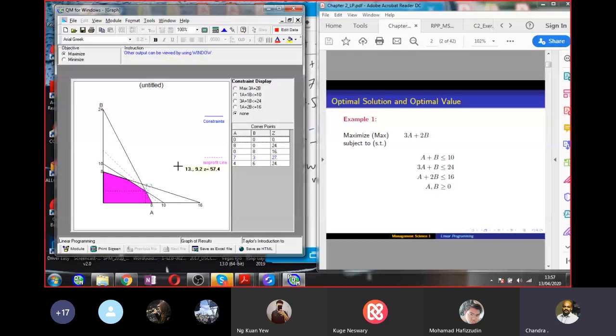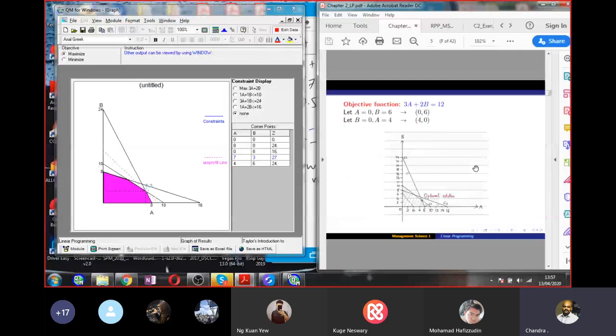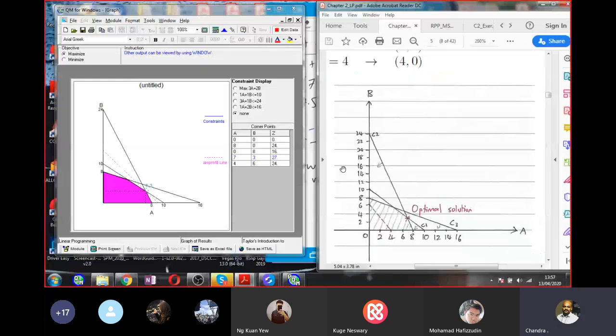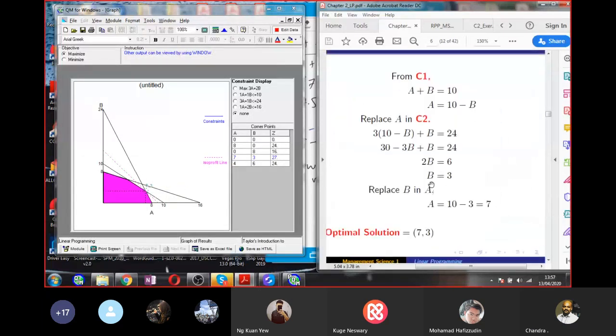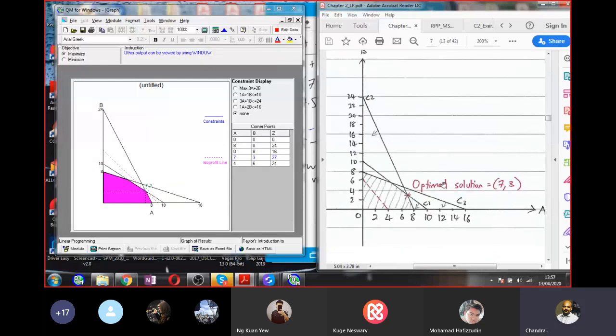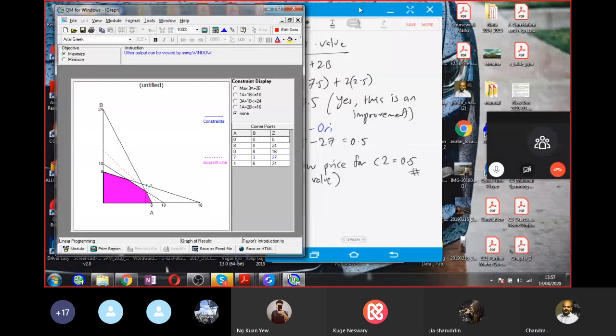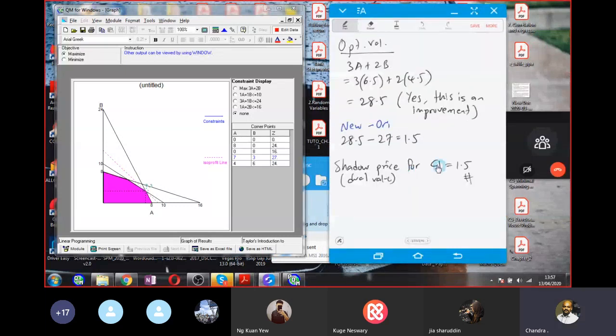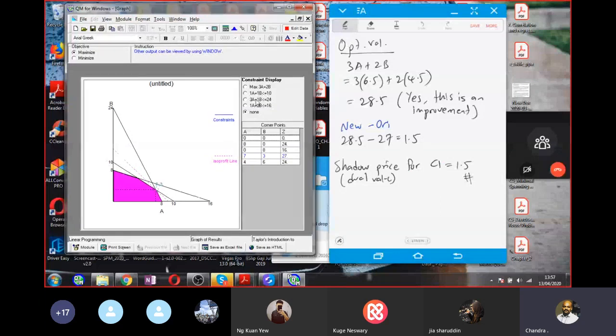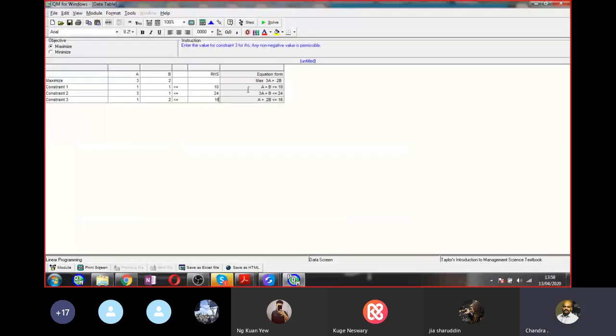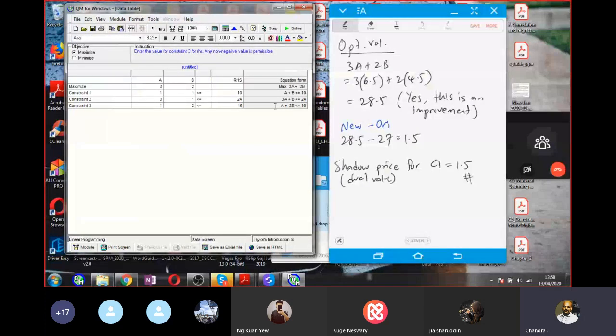Okay, we have done this. You can double check. This is our graph. 7, 3. Now, how to find the binding shadow price? We have done the shadow price for C1. Okay, remember our binding constraints are the first inequality and the second inequality. Go here, press ranging.